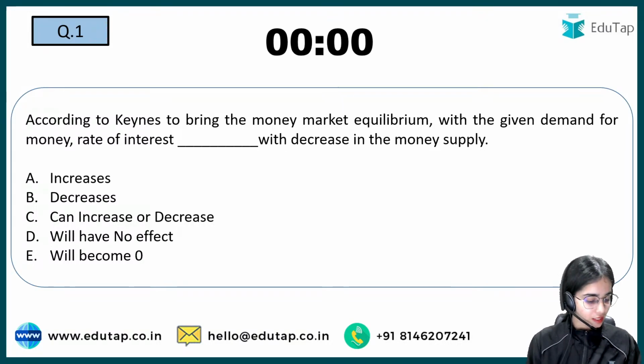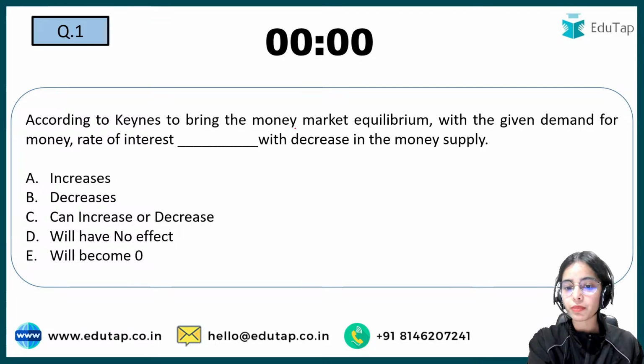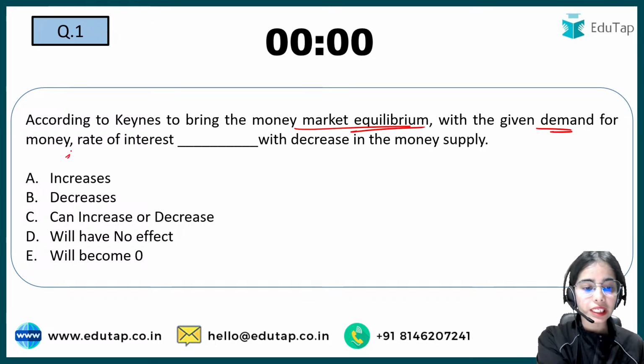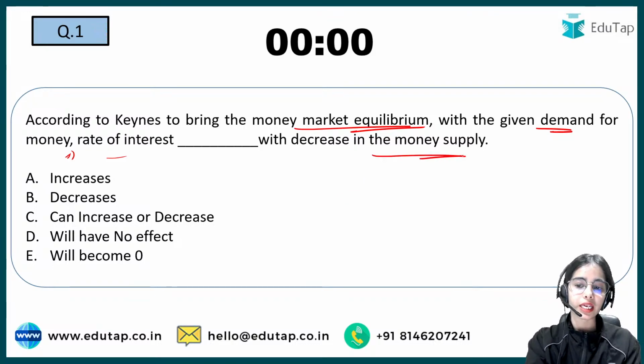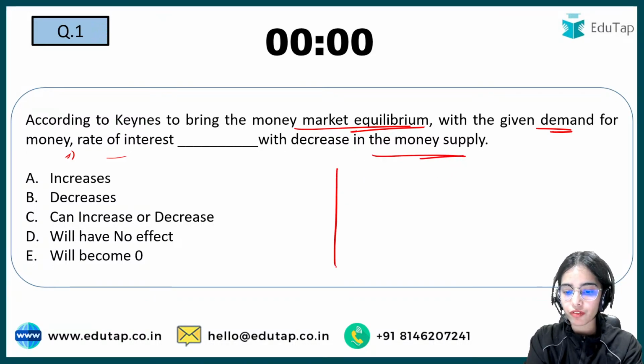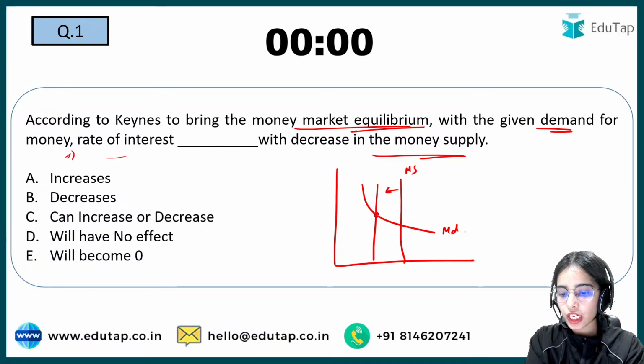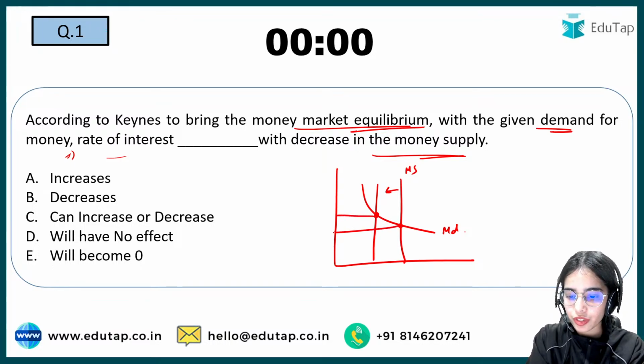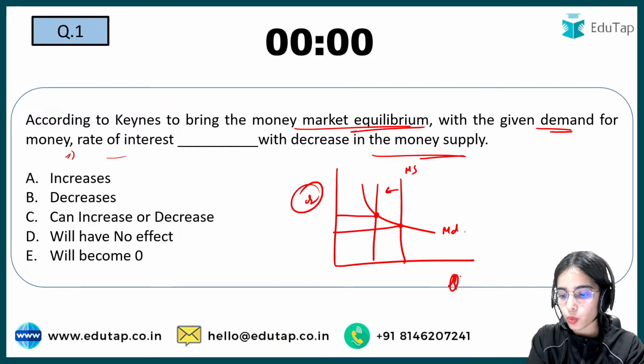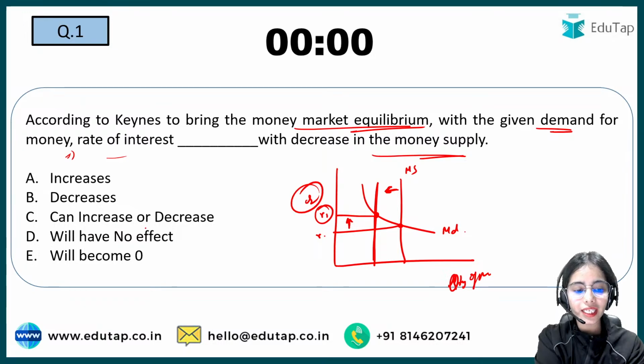So according to Keynes, to bring the money market equilibrium with the given demand for money, the rate of interest dash with decrease in the money supply. So what is happening is that we have to discuss the money market equilibrium. This is the money supply, this is the demand for money. With the given demand for money, a decrease is coming in the money supply. So the equilibrium will be at the higher rate of interest. So this is the rate of interest, this is the quantity of money. Before, the rate of interest was this, and now with the decrease in the money supply, the rate of interest is this, that is a higher rate of interest.